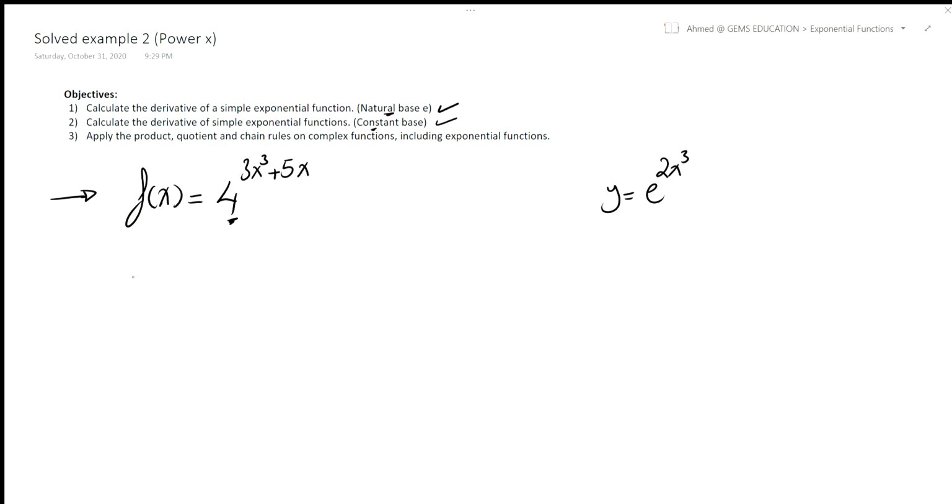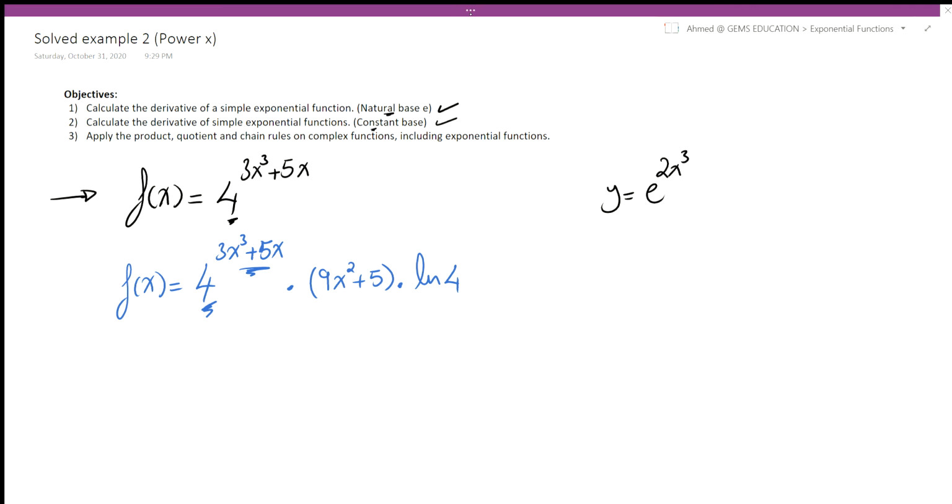So basically, to derive such a function, we'll do almost the exact same thing as we did when it was a natural base. We'll repeat the exponent, the entire thing as it is, and we will also multiply by the derivative of the power, which will become 9x squared plus 5. The only new thing here is that we multiply then by ln the base, which is 4. Let's check another example. Probably you'll get it by then.